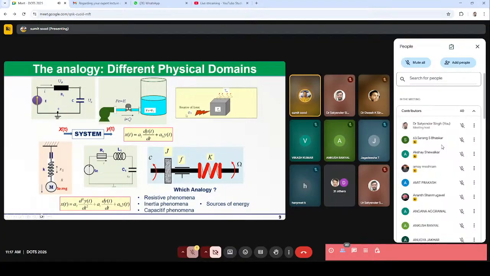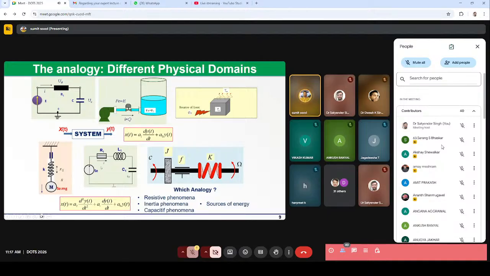The third one is an example from a thermal domain, in which there is a block that is being provided heat from outside, and this block is retaining certain heat and also releasing certain heat. Then there is a spring mass damper system, the fourth one, which comes from the mechanical domain. And then there is another example from the electric and mechanical domain.